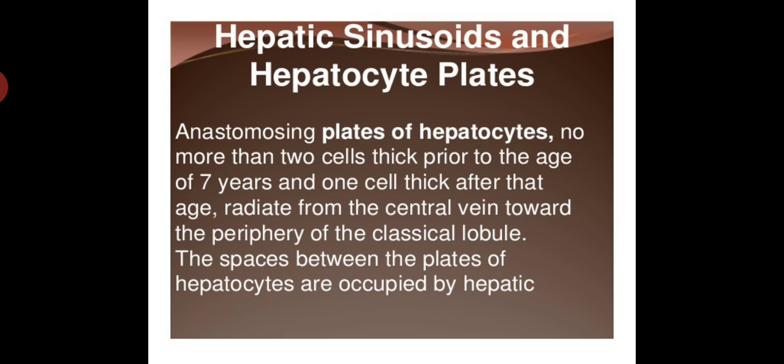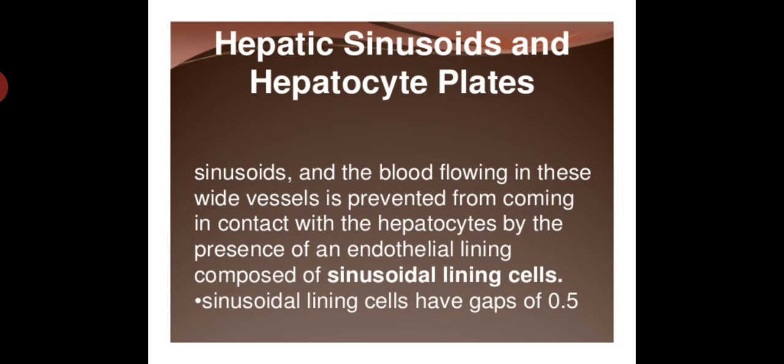Hepatic sinusoids and hepatocyte plates. These are anastomosing plates of hepatocytes. Anastomosing means profusely branching, and no more than 2 cells thick prior to the age of 7 years and 1 cell thick after that age. And there is a radiating arrangement of these hepatic cords from the central vein towards the periphery of the classical lobule, and the spaces between the plates of hepatocytes are occupied by hepatic sinusoids.